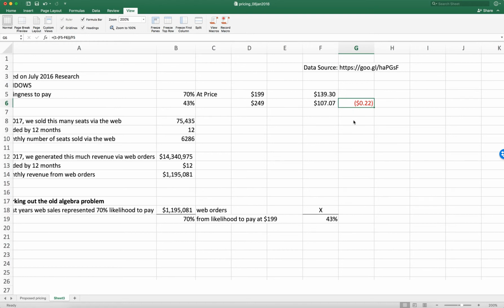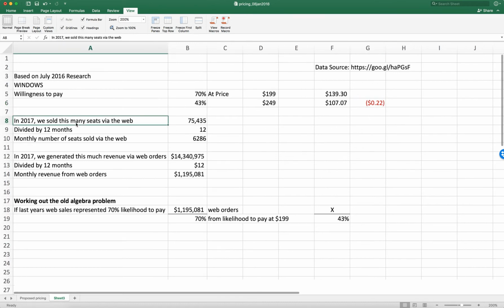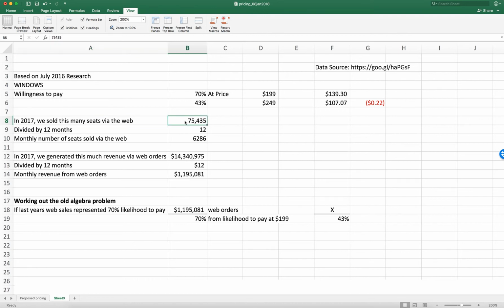But I actually want to get down to real numbers. So here's my real numbers, and this is the quandary that I got. So in 2017, we sold 75,000 copies, which means that if you divide that by 12, 6,286 seats. On the web, that generated $14.34 million for us. I know, kind of a lot, right? But I got a lot of mouths to feed, hundreds of people at TechSmith to pay for their kids' college education, all that good stuff. So you got that much millions of dollars per month, so $1.195 million a month.